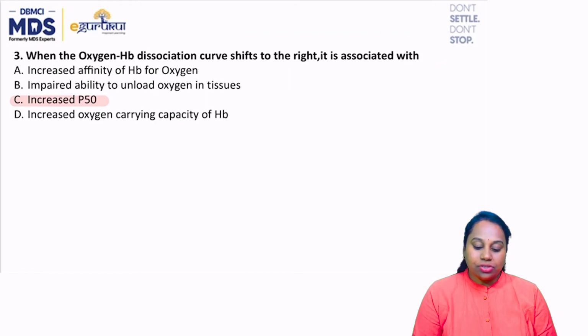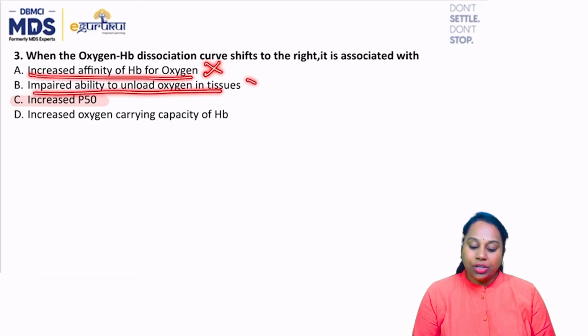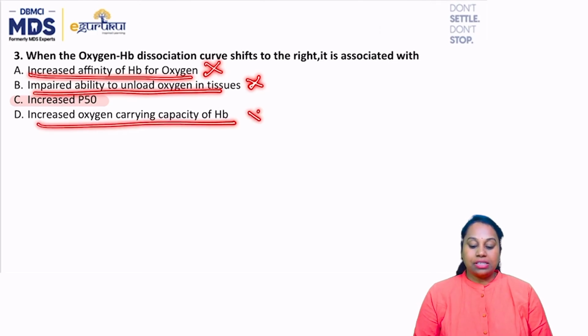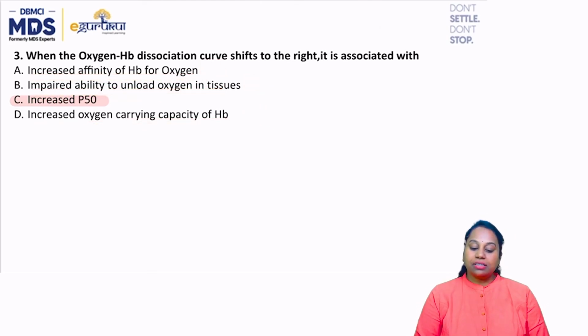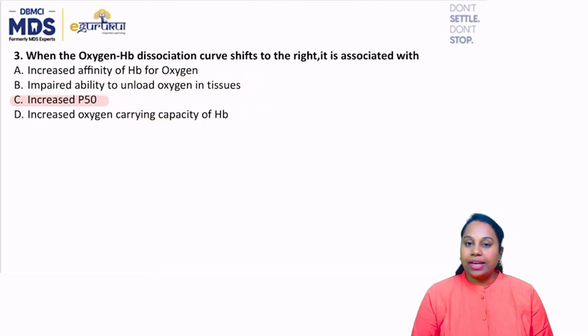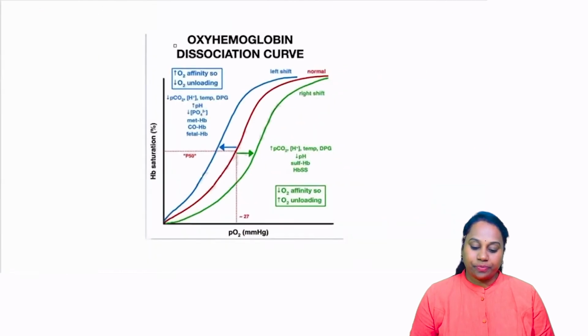So increased oxygen affinity is wrong. Impaired ability to unload. So this is also wrong. There is increased ability to unload oxygen in the tissues. Increased oxygen carrying capacity of hemoglobin. This is also wrong because oxygen hemoglobin affinity decreases. There is decreased oxygen carrying capacity for hemoglobin. So the right answer for this is option C, increased P50 value.